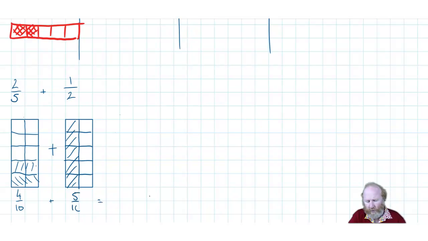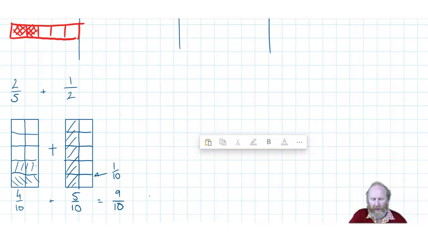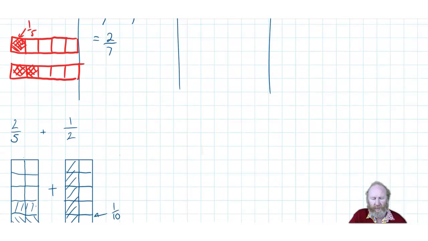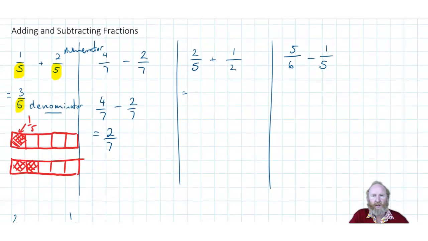And following our rules from previously, we know that once we have them in tenths, they remain tenths. When we add them together, they don't suddenly become 20ths. Each of these squares is 1/10. When you add them together, there are 1, 2, 3, 4, 5, 6, 7, 8, 9 tenths. And that is how we do that question. Now, we don't want to have to draw a picture every time. So what's our method?